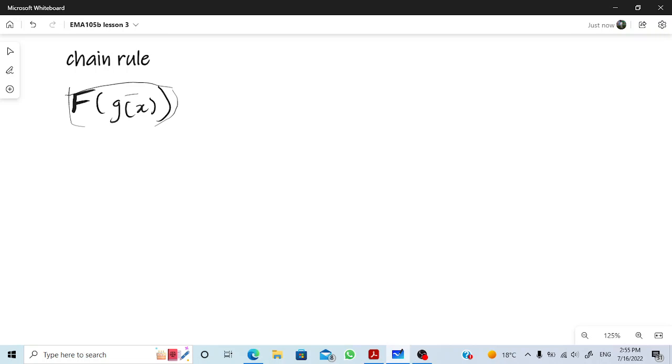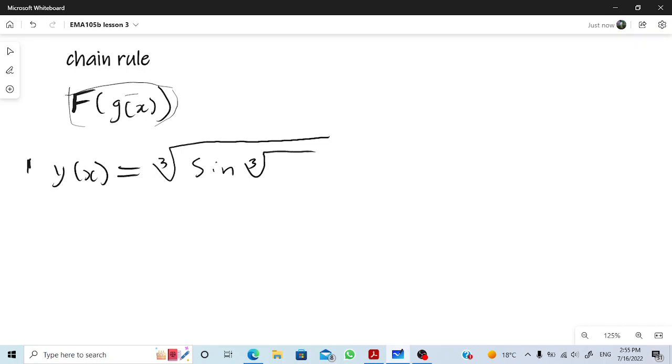All right, so the first question that we have is question 1. We have y of x. The function y of x is equal to the cube root of the sine of the cube of x. Okay, this is our question. So right now the question says differentiate this.